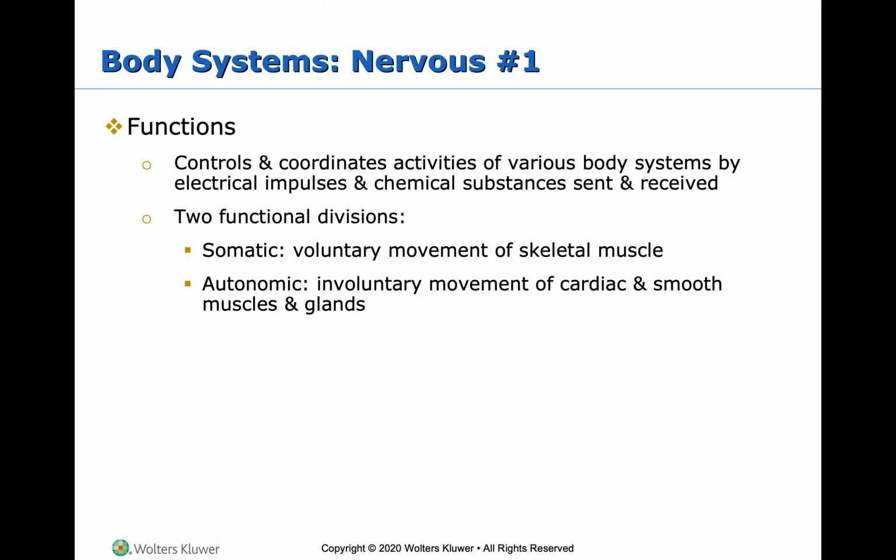Okay, so basically, the nervous system is composed of your brain, spinal cord, and all the nerves throughout your body. It controls and coordinates activities of various body systems by electrical impulses and chemical substances, which are sent and received. There's two functional divisions: your somatic and your autonomic. Somatic is your voluntary movement, and autonomic is your involuntary movement.